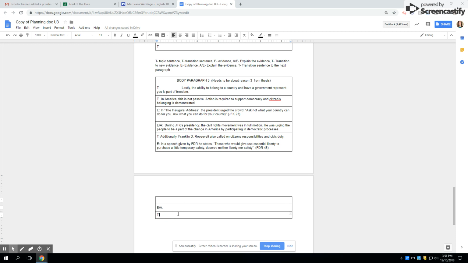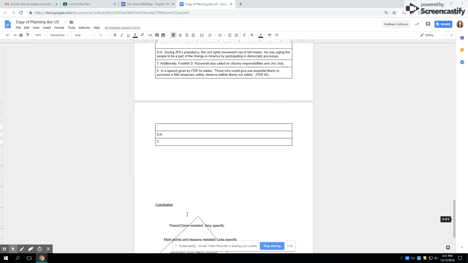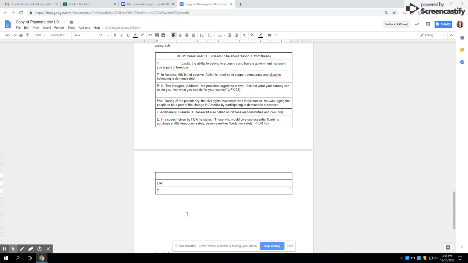Lastly, we would provide another transition sentence. This transition sentence would lead us into the following paragraph. Your turn. Go ahead and build your body paragraphs for your informational essay.